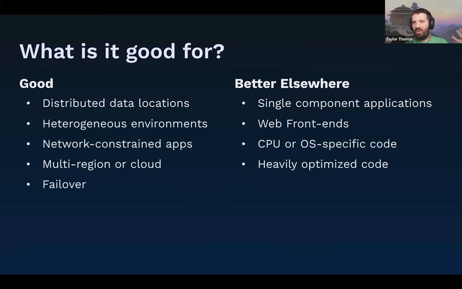Web front ends, obviously, please run those in a CDN or wherever else you need them. And the general rules around WebAssembly apply. If you have CPU or OS specific code or heavily optimized code, then obviously you're probably better off just compiling it straight to that. WebAssembly might eventually get to the level where you can use it for all those super optimized cases, but there's still a little bit of overhead.